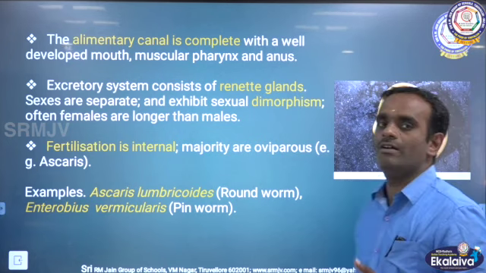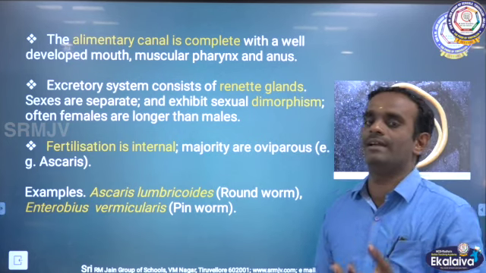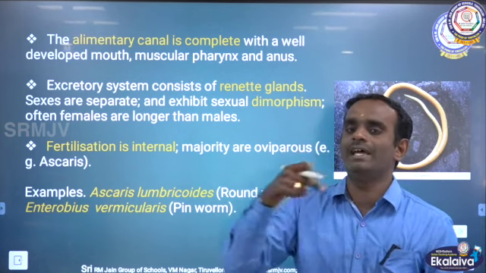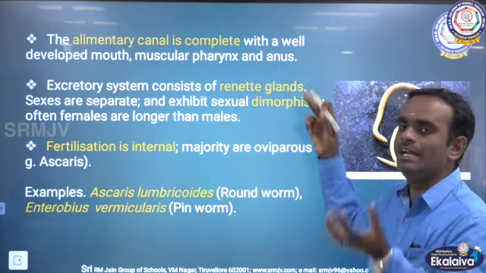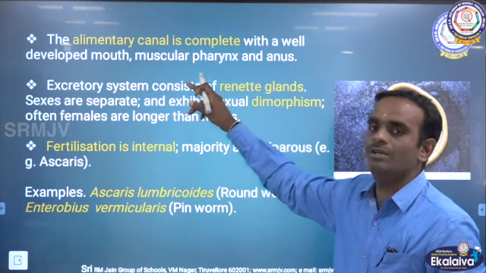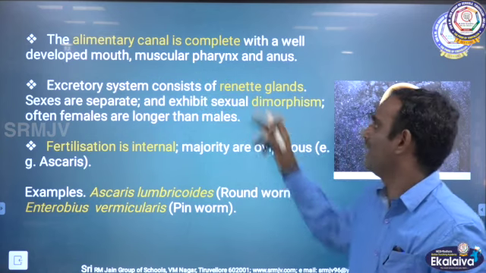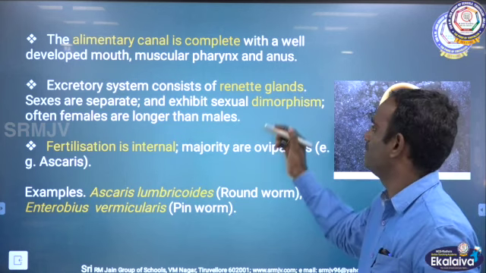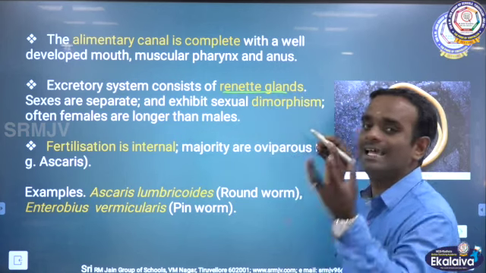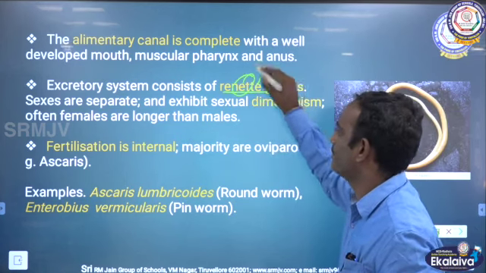The alimentary canal is complete. Alimentary canal means it starts from the mouth and ends with the anus. The alimentary canal is complete with well developed mouth, muscular pharynx and anus. Excretory system consists of renette glands. It is also one more question.